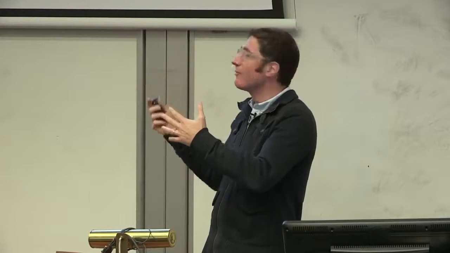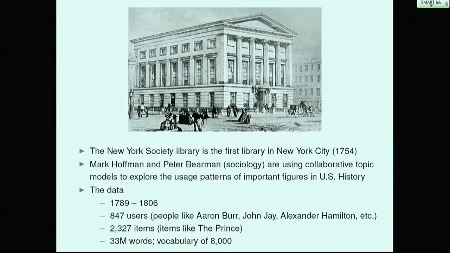But they are also interested in the readers because they have data of people checking out books between 1789 and 1806. And these are famous people like John Jay, Aaron Burr, et cetera. And they're checking out books like The Prince. And these are sociologists and historians, and so they're interested in characterizing various aspects of people's reading behavior in 1789.